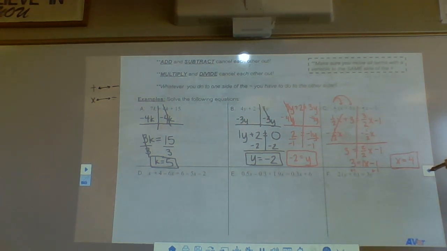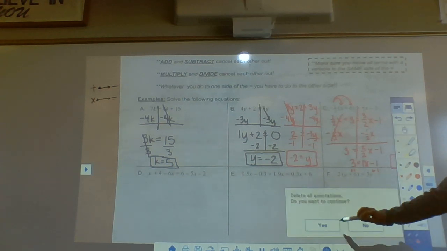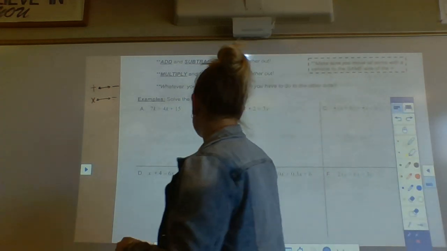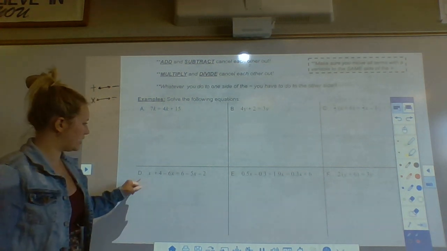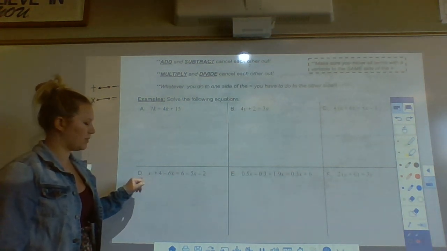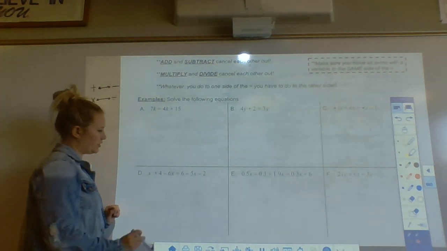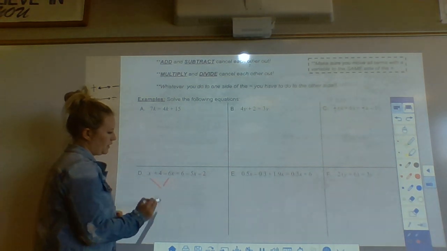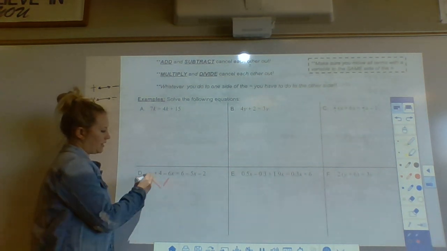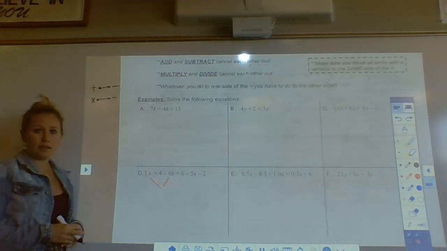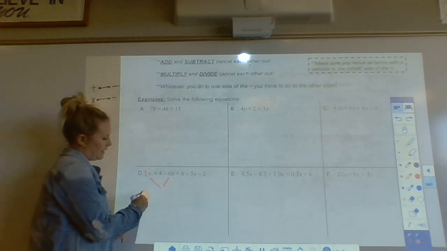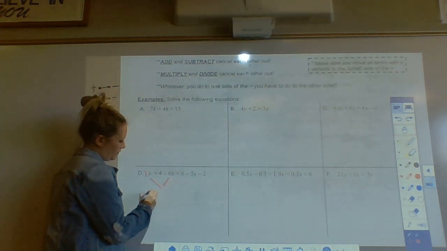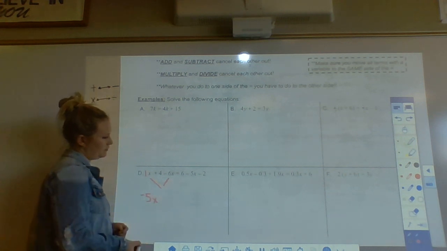All right, I'm going to erase this. Over here, let's check this out. Okay, something funky might happen here. I'm not sure yet. Let's combine like terms. What's x minus 6x? Or you can think of this as 1x minus 6x. That's negative 5x plus 4.